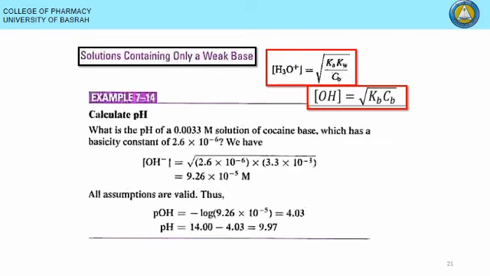And here we have an example for a solution of cocaine base. From the name, it's cocaine base, and we have the concentration of the base, and we have the basicity constant, which is Kb, and then we can calculate Ka. I think it's a direct application here.